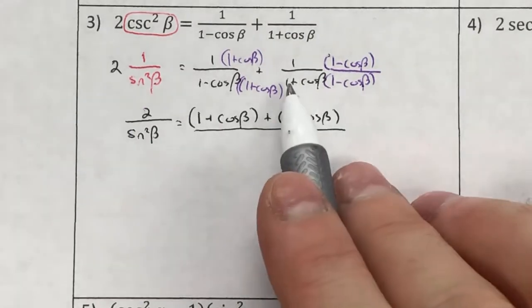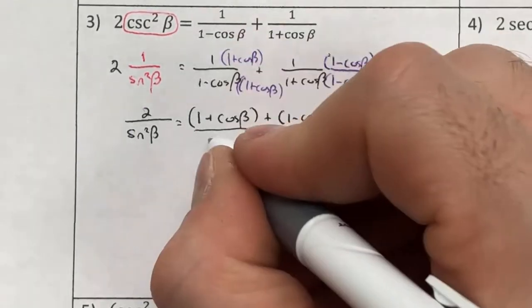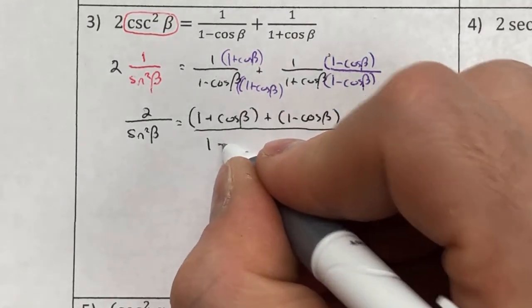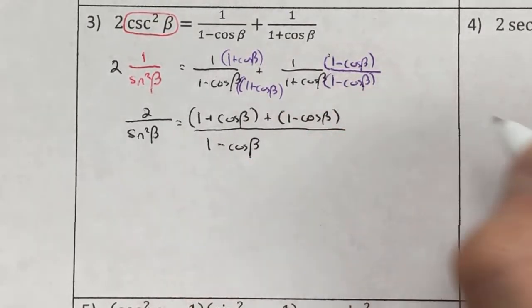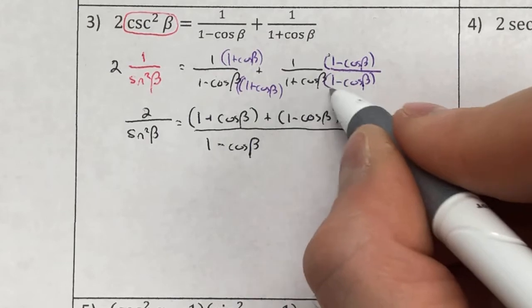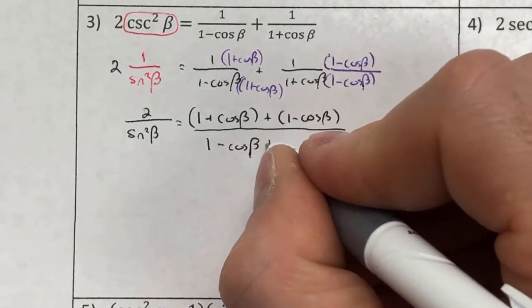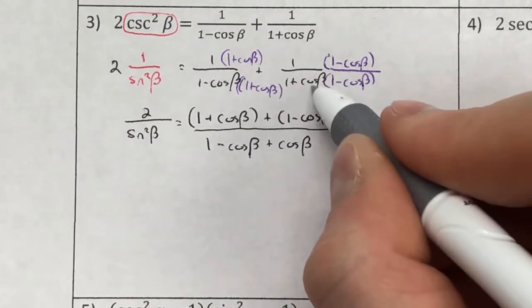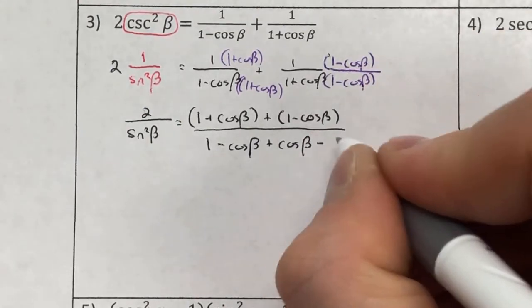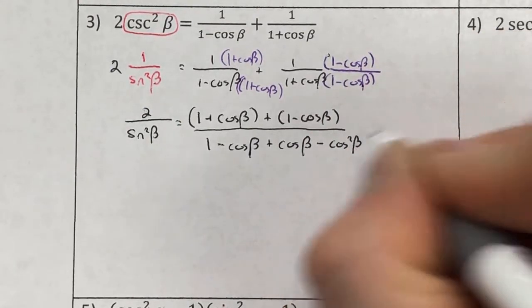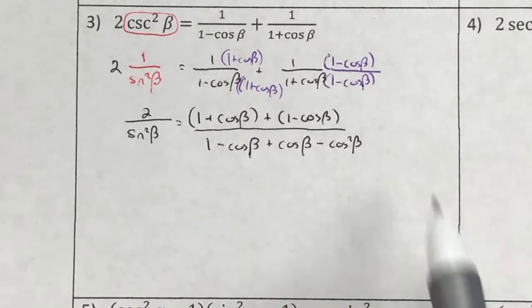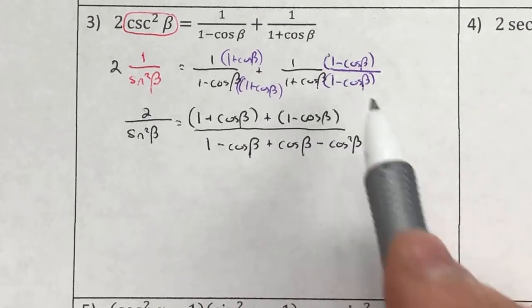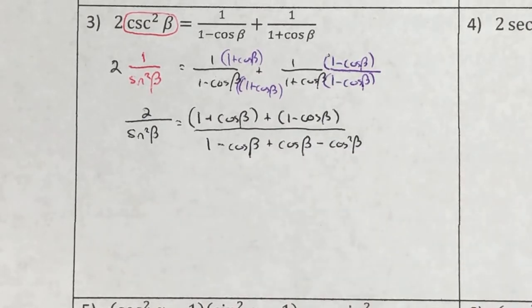So first times first, 1 times 1 gives me a 1. Outside, 1 times negative cosine is negative cosine of beta. Inner, so 1 times the cosine of beta is going to be plus the cosine of beta. And then last, so cosine of beta times negative cosine of beta is negative cosine squared of beta. Boom. So FOIL: first, outer, inner, last. We've got that set up.